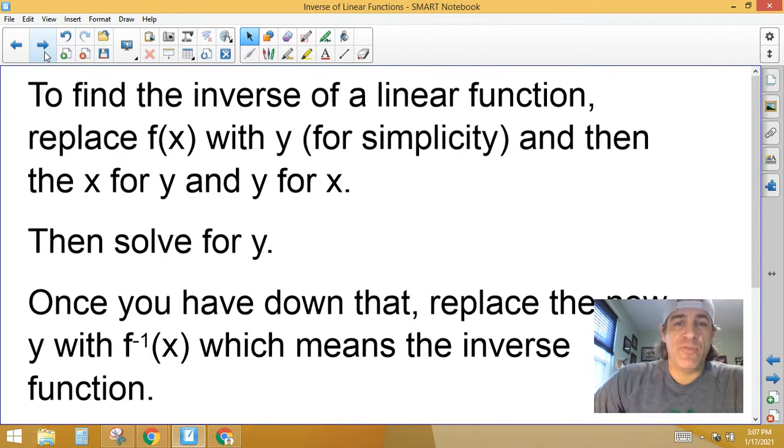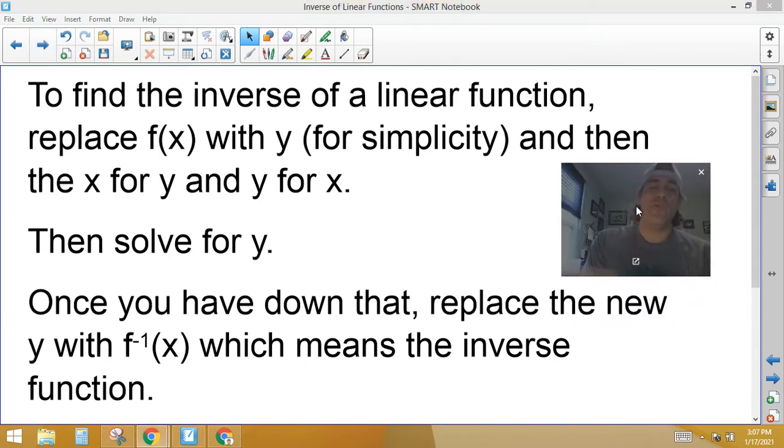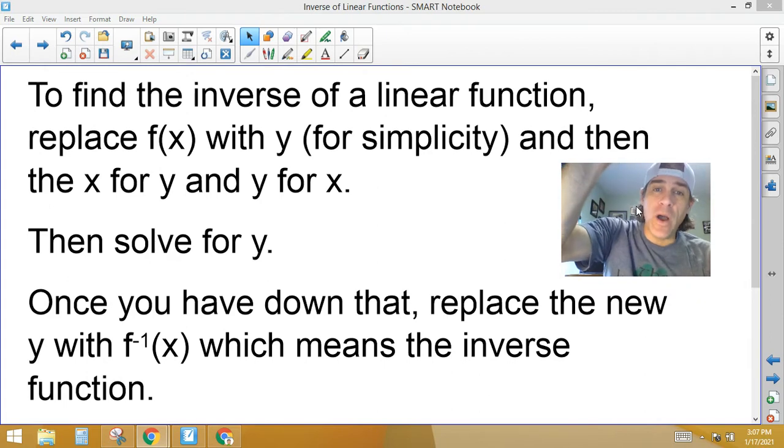To find the inverse of a linear function, there are a couple of steps. The first thing we want to do is replace f of x with y, which just makes it much simpler. After that, we take the x and the y and swap places. Then we solve for y. Lastly, we replace the new y with f with a -1 as the exponent.